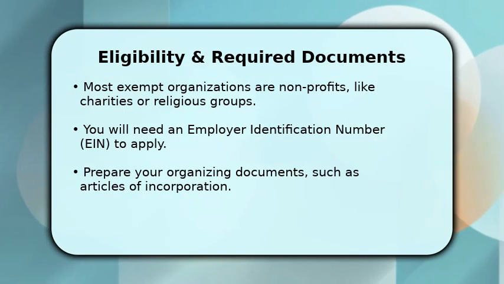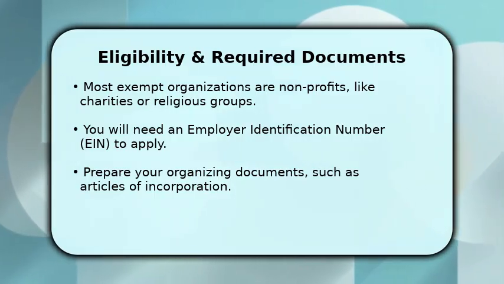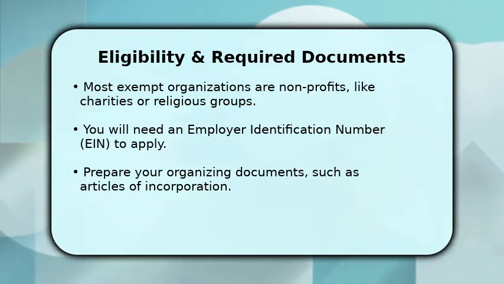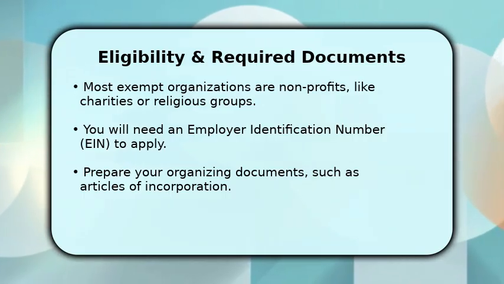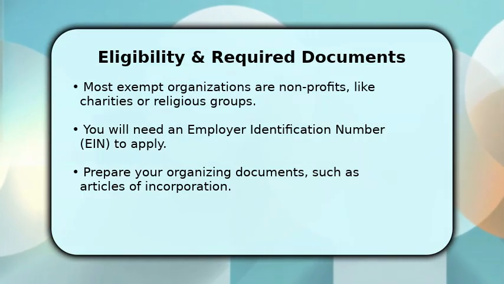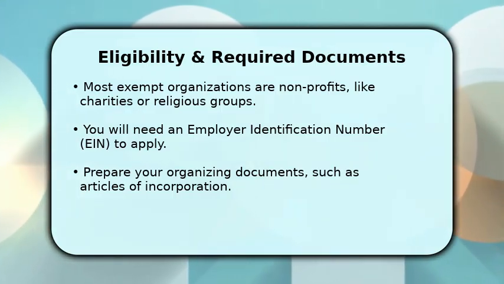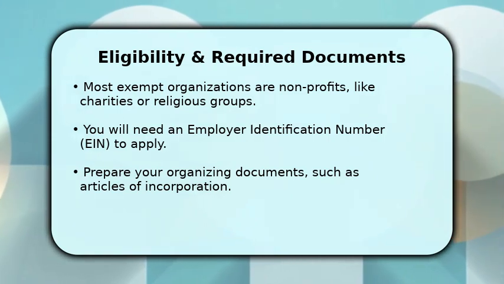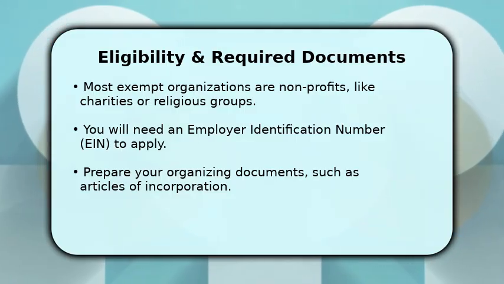To qualify, most organizations must operate for exempt purposes, such as charitable, educational, or religious activities. You will need an Employer Identification Number, or EIN, which is a 9-digit number assigned by the Internal Revenue Service. Additionally, prepare your organizing documents, like articles of incorporation or trust agreements, which outline your organization's purpose and structure. These are fundamental for your application.